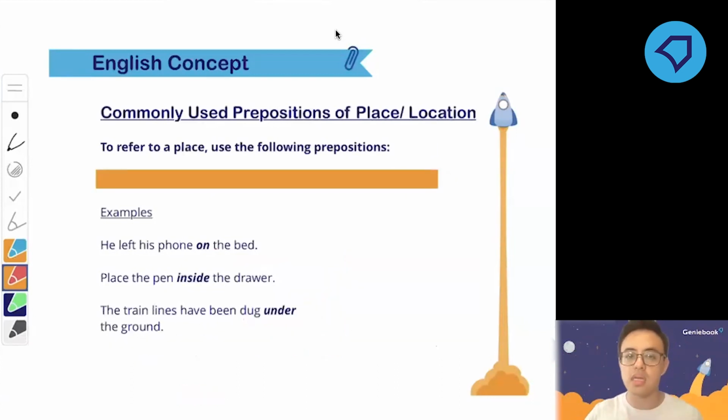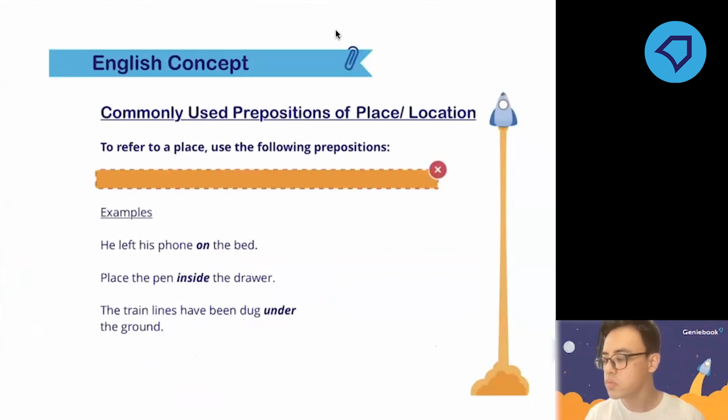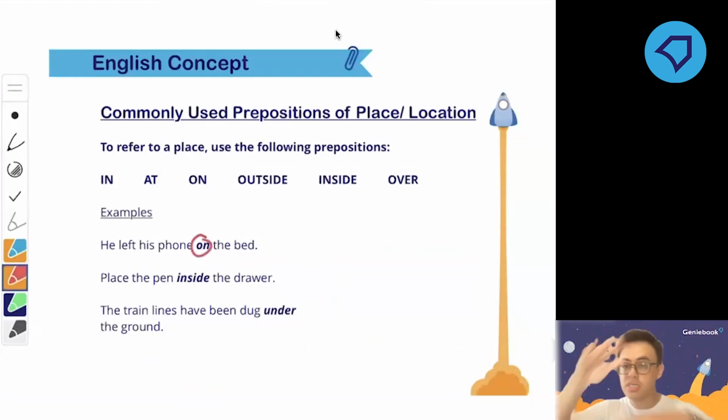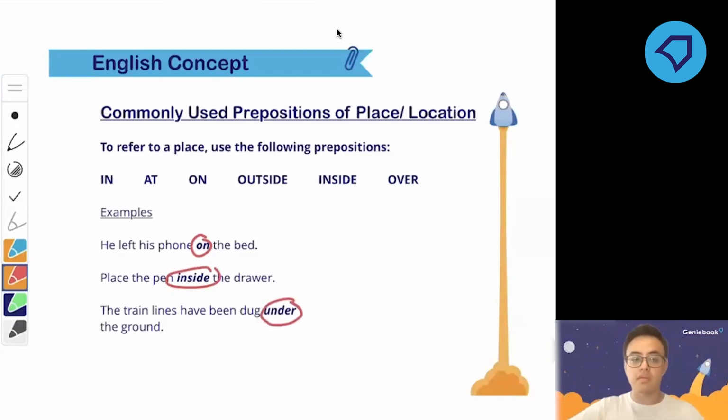Last one. Commonly used prepositions for place or location. Right? Where you are, what are you doing? To refer to a place, use these following prepositions: in, at, on, outside, inside, over. He left the phone on his bed. Right? The position on the bed. Place the pen inside the drawer. Okay, not outside, but inside position-wise. The train lines have been dug under the ground. So it tells you the position of something, it tells you the location of something. It is also a preposition.